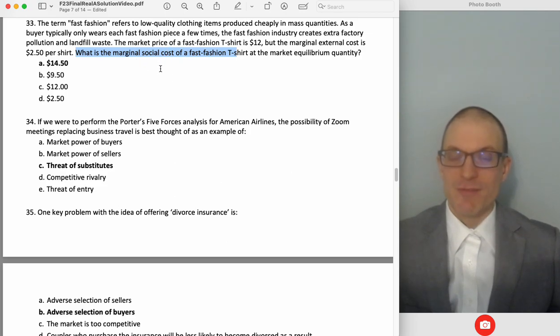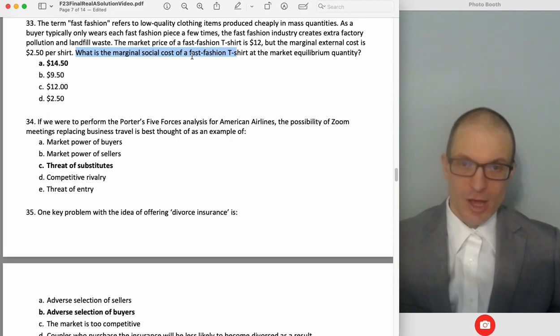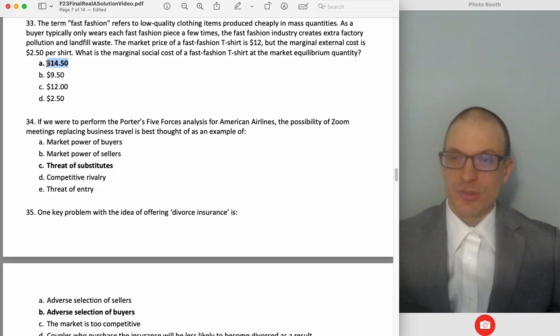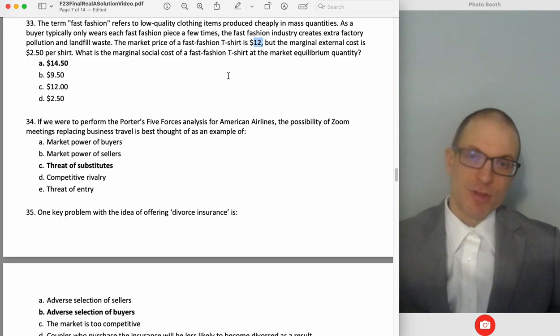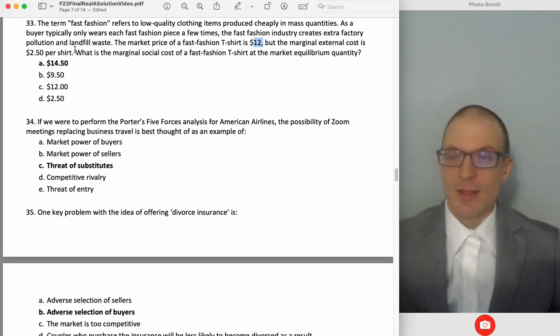The marginal private cost is going to capture production costs, but then to that we add the marginal external cost to bring us to the marginal social cost, right? So this $14.50 is the marginal social cost, which is the sum of the marginal private cost, which we get from the market price because we've produced up to the point where marginal private cost equals marginal private benefit, plus the marginal external cost.